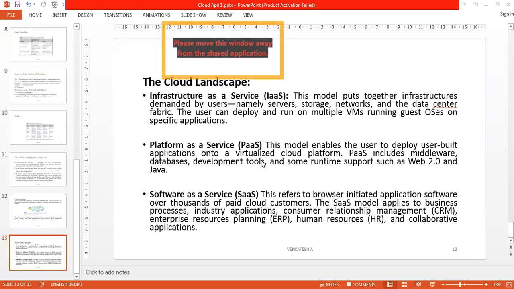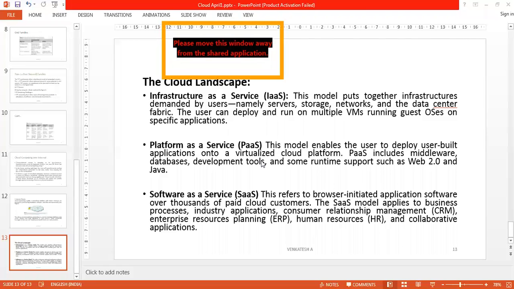Okay, the next service is SaaS, that is software as a service. This refers to browser initiated software over thousands of paid cloud customers. The SaaS model applies to business processes, industry applications, customer relationship management applications, that is CRM, and ERP, that is enterprise resource planning applications, and HR related applications, and other collaborative applications.